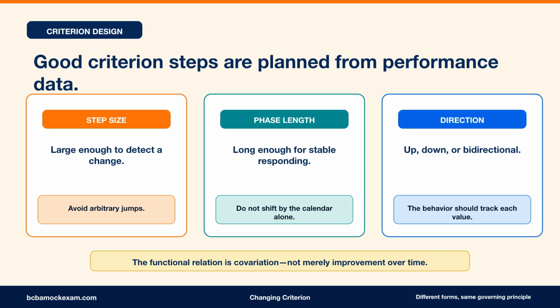Criterion steps should be large enough to detect a meaningful change, but still achievable from current performance. Each phase must last long enough to judge whether responding has stabilized. Moving the criterion every Friday, simply because the calendar changed, can obscure the functional relation. The phase change should follow the data. Direction can move upward, downward, or both, as long as the behavior has a reasonable opportunity to track each value.